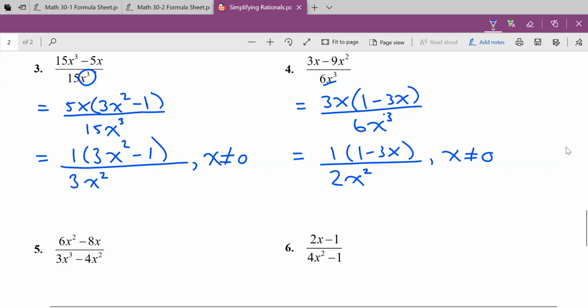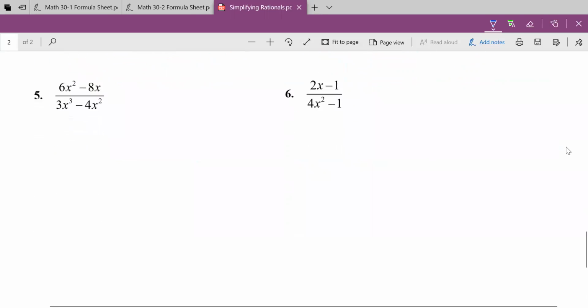Okay, so we can see again, we can only divide if we can factor. Okay, try a couple more.